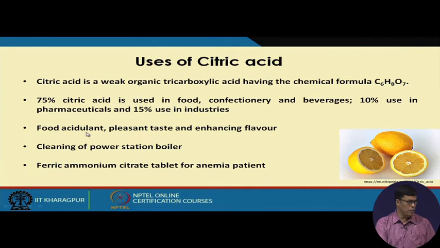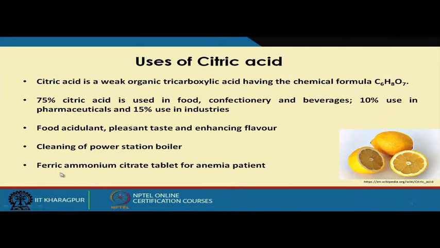Now it is used as a food acidulant, because in lots of jam, jelly, orange squash, all places we use this citric acid. It has a pleasant taste and enhances the flavor. The most important thing is it is a weak acid. It can be used for cleaning the power station boiler, because during the steam generation, there is deposition of solid material on the boiler tubes that is usually cleaned by citric acid. But if we use a mineral acid like HCl or H2SO4, that may affect the material of construction. So it is recommended that we should use the weak acid for cleaning the scale formation in the boiler tubes.